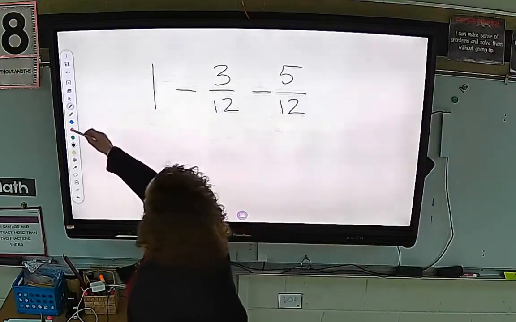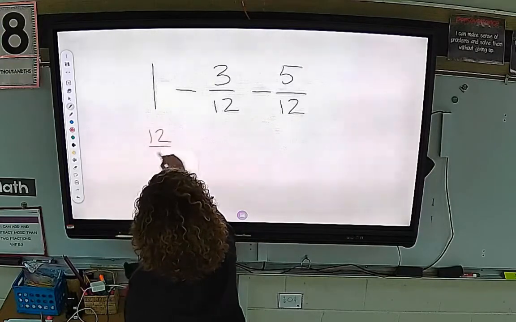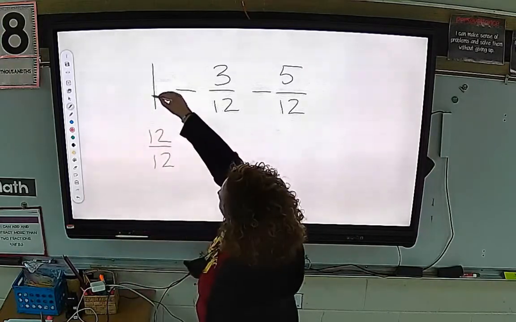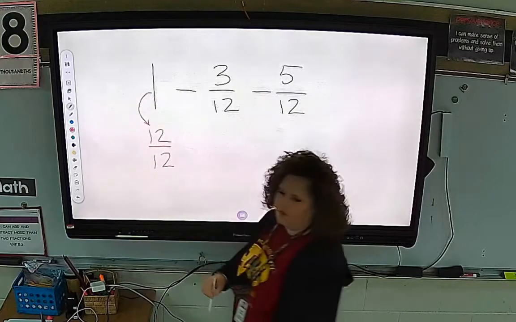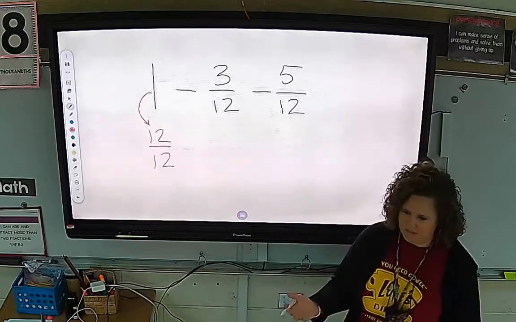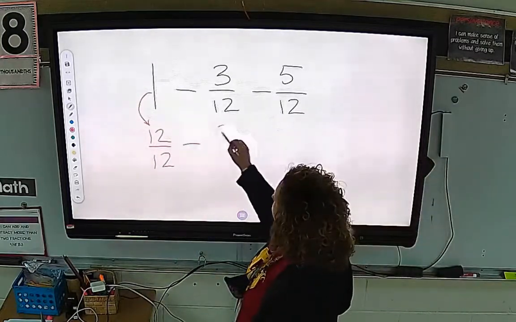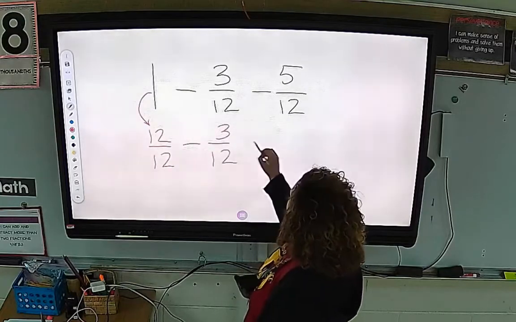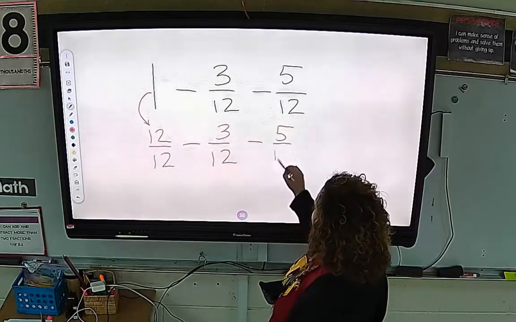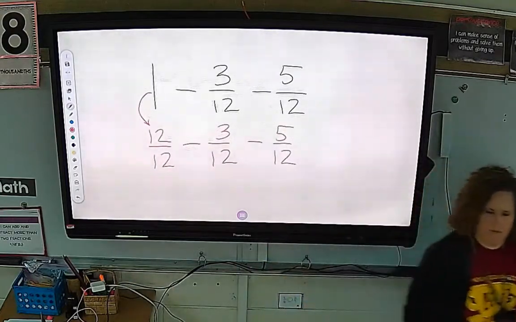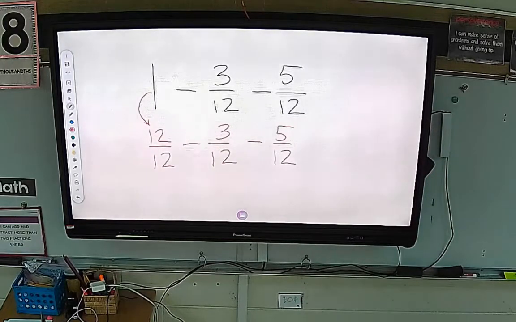Caleb is right. This needs to become 12 twelfths. Okay. This, it just got a new name. It's the same thing. Then we take away the 3 twelfths and the 5 twelfths. Okay. Got to remember that step. What do we come up with? Go ahead and work the problem if you haven't already. Some of you have already worked that out.